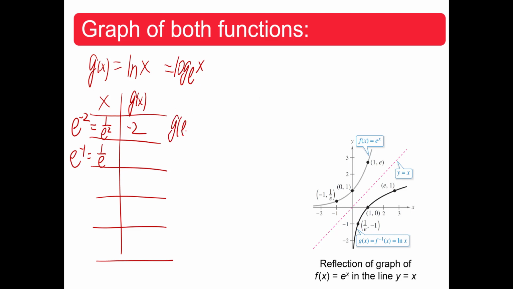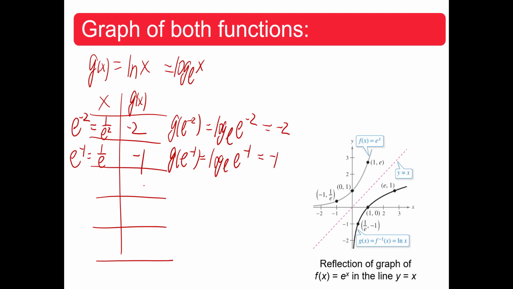g of e to the second equals log base e of e to the second. Now, logarithm base e and exponent with base e offset each other. So similarly, g of e to the first is log base e of e to the first. They offset each other, and we end up with negative 1. So here is negative 1. And then e to the 0 is 1. So g of e to the 0 equals log base e of e to the 0. Again, logarithm and exponent of the same base offset each other, and we end up with 0.